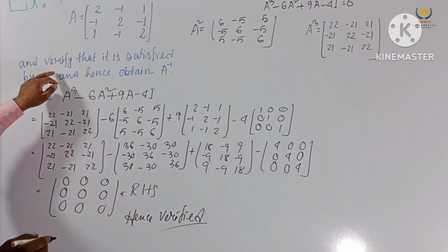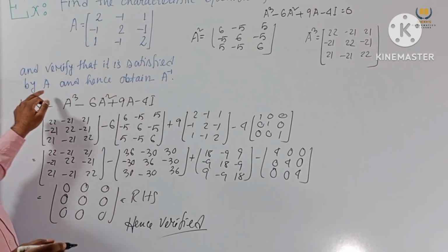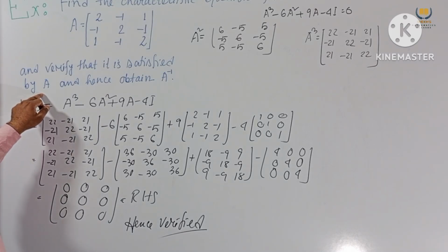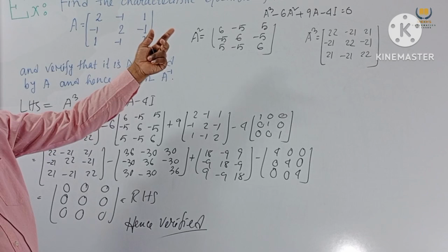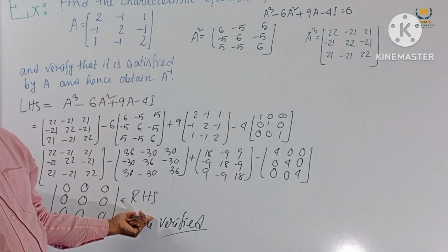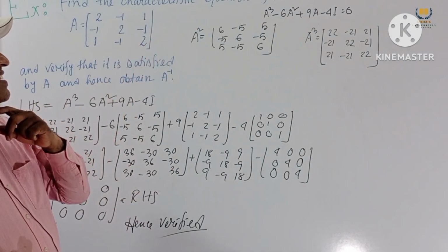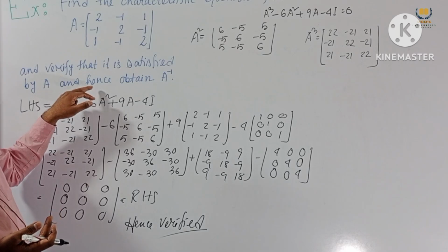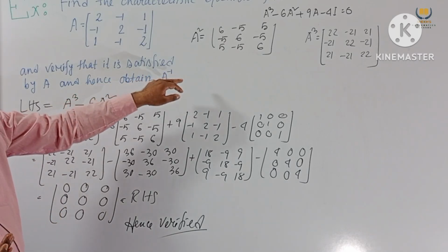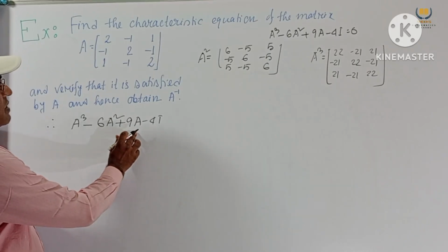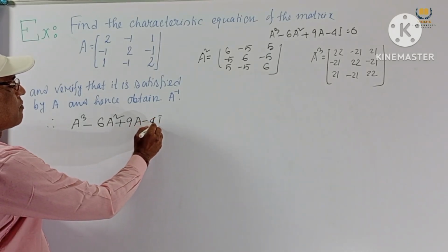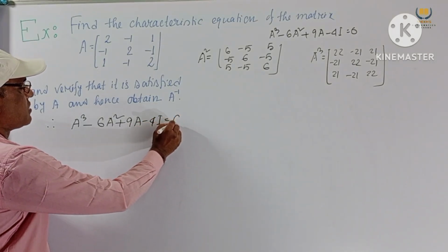Our problem is given, verify that it is satisfied by A. In the characteristic equation we put A, and putting the values of A square and A cube, we get the right hand side. So it is satisfied. Now the next part is given, hence obtain A inverse. We have to find A inverse. What we get, therefore, A cube minus 6A square plus 9A minus 4I equal to 0.